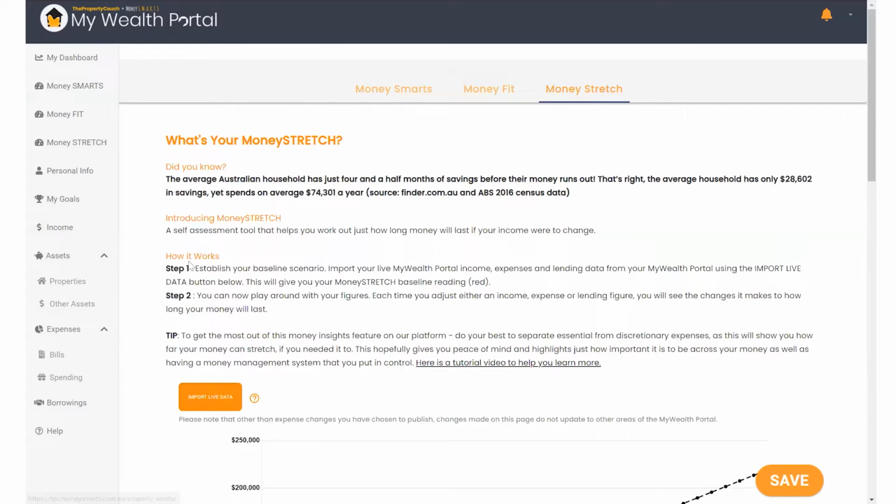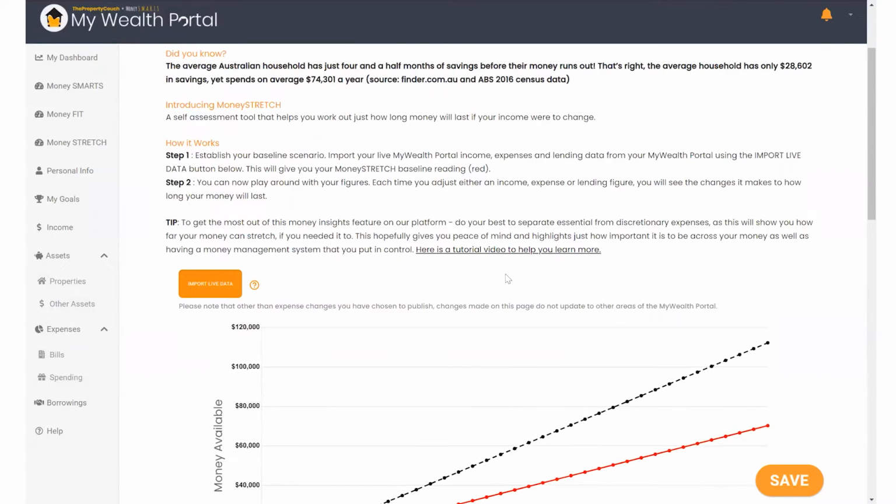Now, as you can see here, 2 simple steps. What we're doing is we want to move that live data by clicking on this button. So it says over here, by using this import live data. I click on this button, I get a nice little notification on here to say that all my data has been brought across. And now effectively I'm playing in a sandpit. So it's not affecting my live data over here. This data is now free for me to play with in terms of learning just how long my money will last me in the event that I have a change of income.